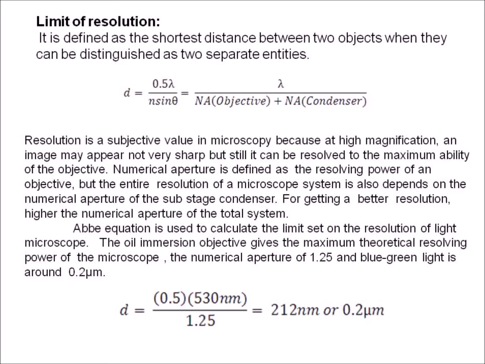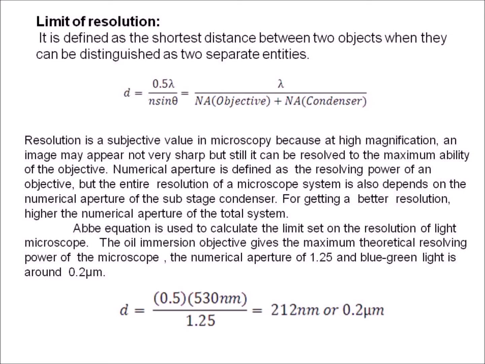The next one is limit of resolution. It is defined as the shortest distance between two objects when they can be distinguished as two separate entities. d is equal to 0.5 lambda by n sin theta. That is equal to lambda divided by the numerical aperture of the objective plus the numerical aperture of the condenser.